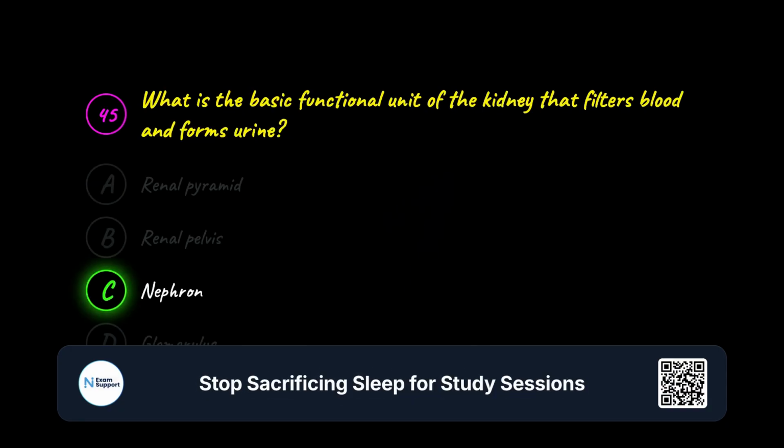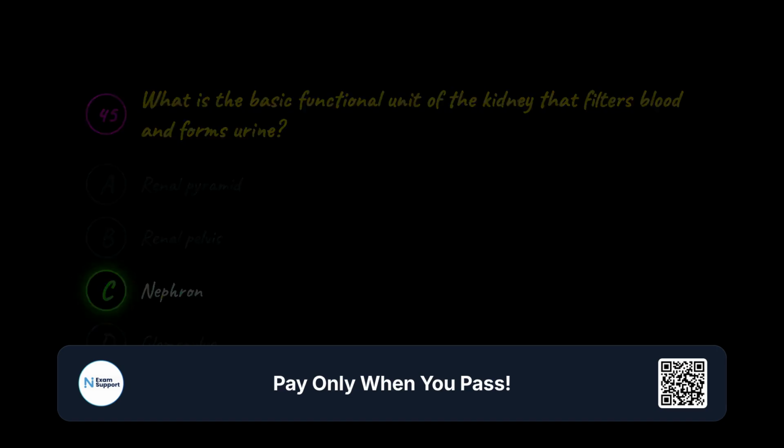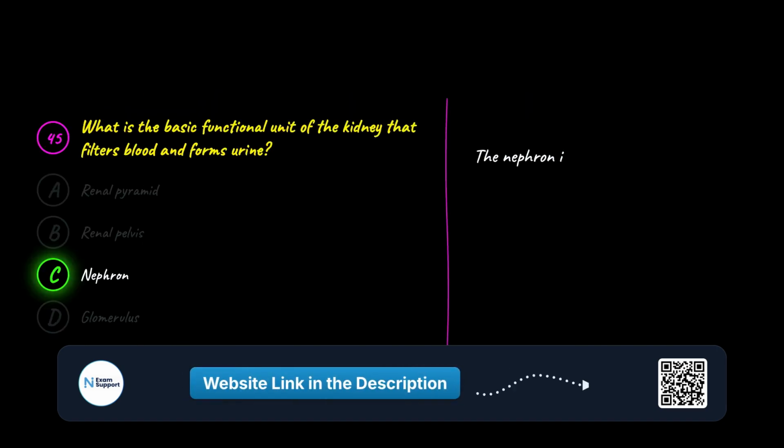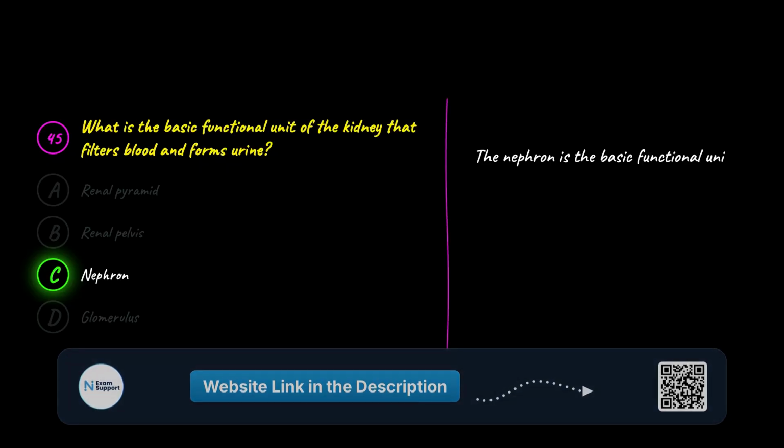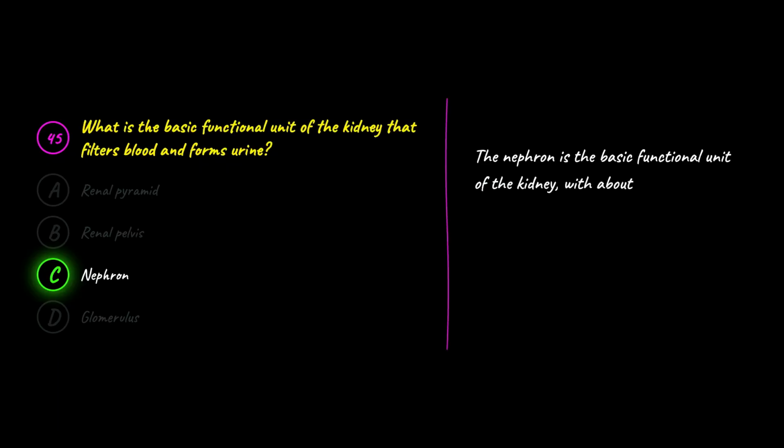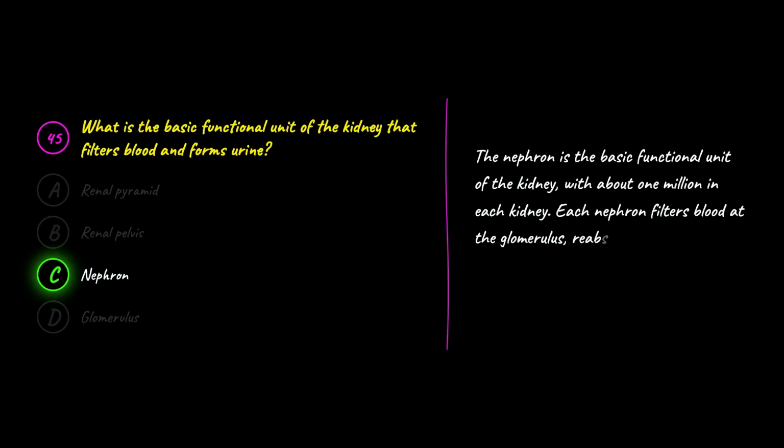The correct answer is C. Nephron. C is correct because the nephron is the basic functional unit of the kidney, with about 1 million in each kidney. Each nephron filters blood at the glomerulus, reabsorbs needed substances, secretes waste, and produces urine.